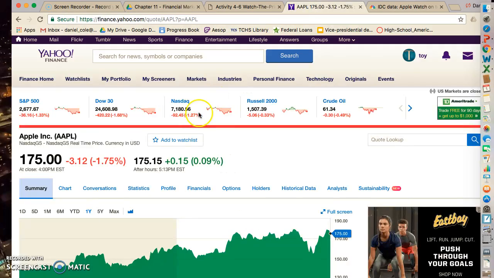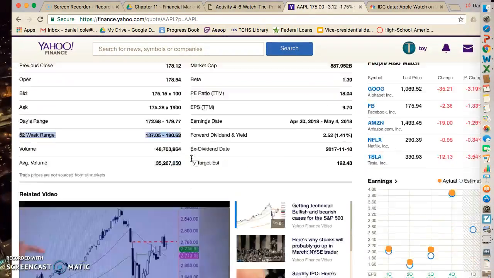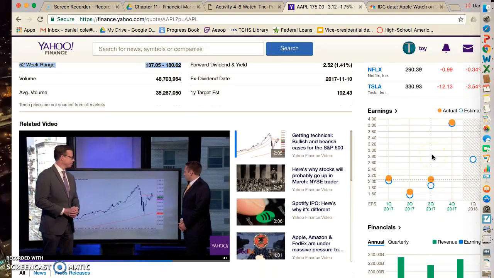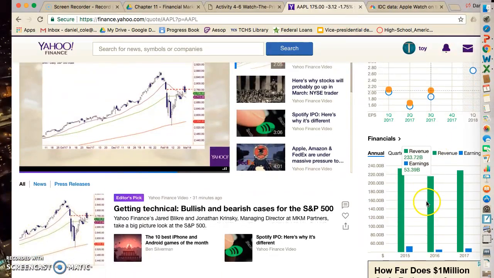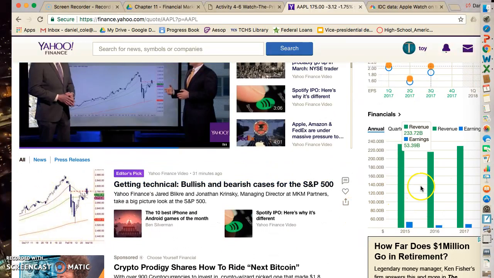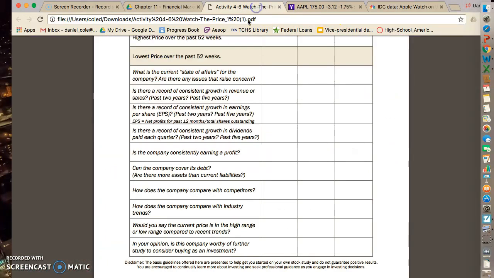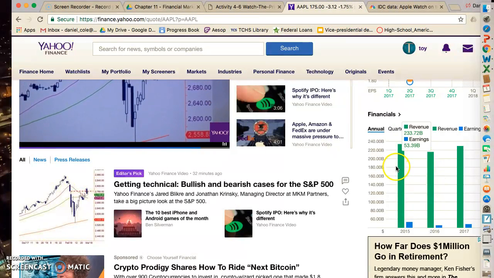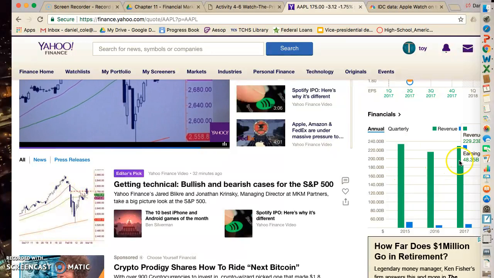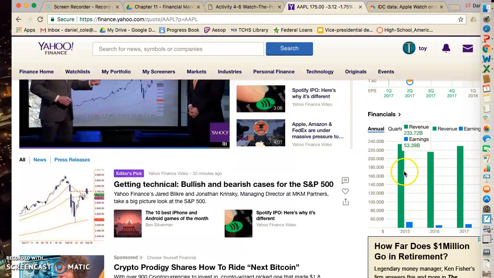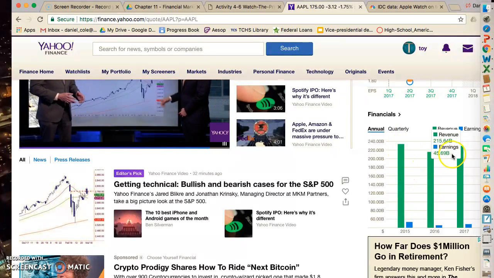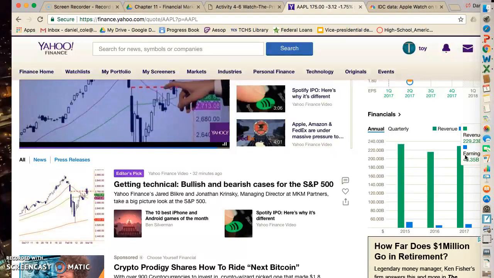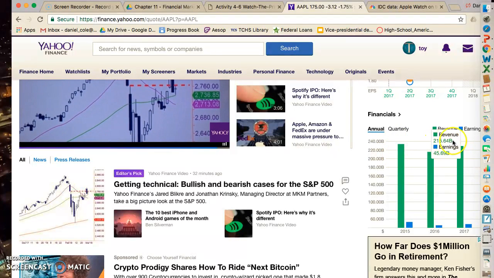So let's go back to Apple. To find earnings, you're going to have to look over here to the right. Here's their revenue and earnings. So you can see that Apple's revenue is in green. The question asks us, is there consistent growth in revenue or sales? Well, if we look over the past 3 years, the revenue hasn't necessarily grown, but it is absurdly high, right? And we're talking $229 billion over the last year.